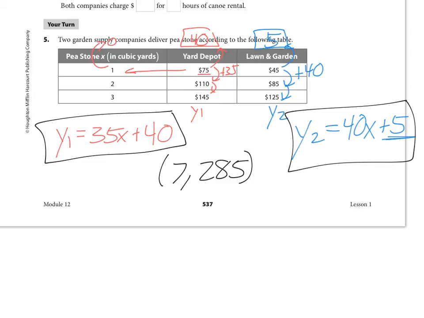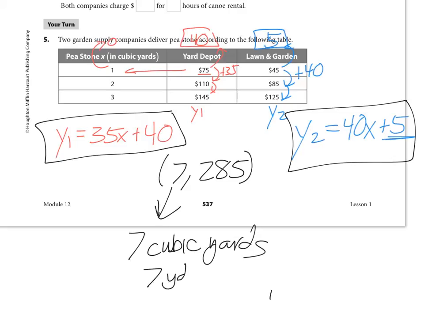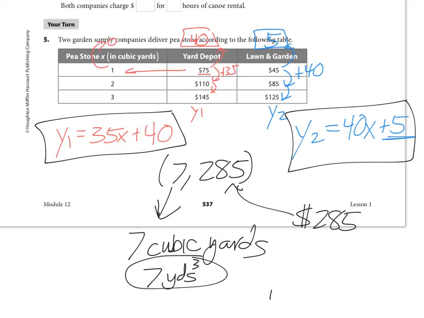Now again, what does that mean? So we go back and look at what these representations are. P stone, X in cubic yards. In other words, if I get 7 cubic yards, then it's going to cost me $285 at both companies. Now again, after that point, this one right here, Yard Depot, is going to be cheaper because they charge me less per cubic yard.